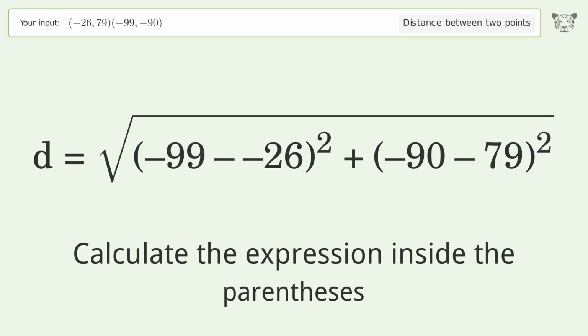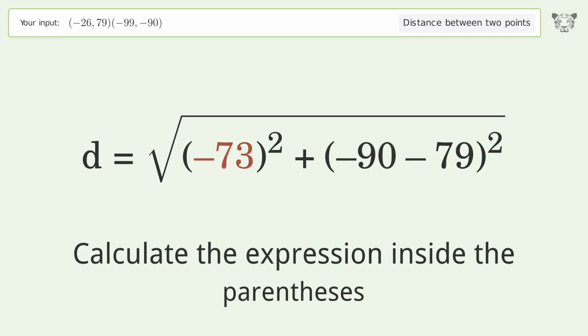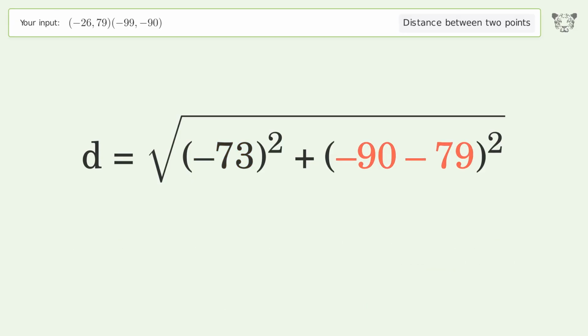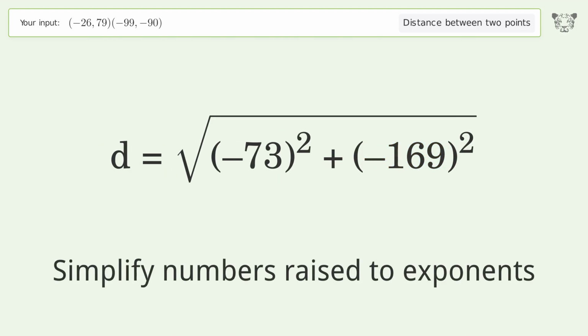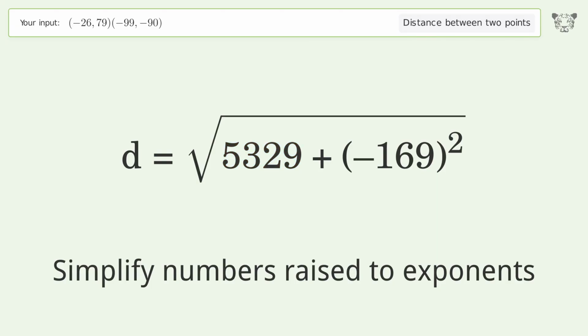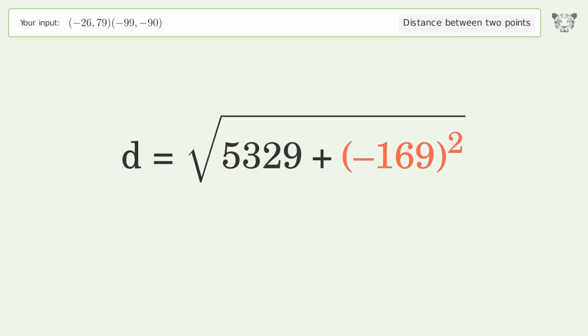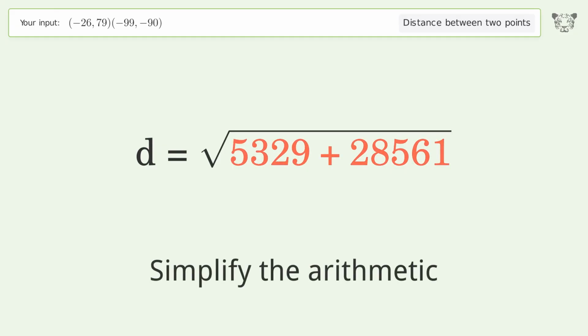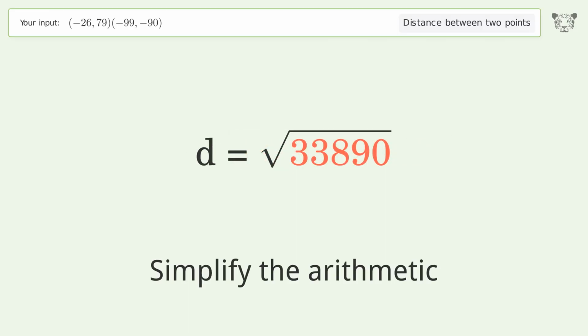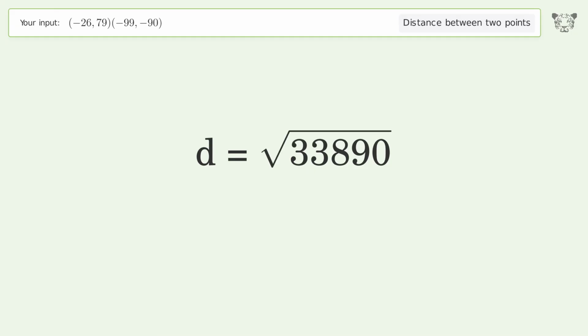Calculate the expression inside the parentheses. Simplify numbers raised to exponents. Simplify the arithmetic. And so the distance between the 2 points is the square root of 33,890 or 184.092.